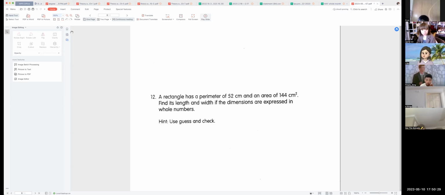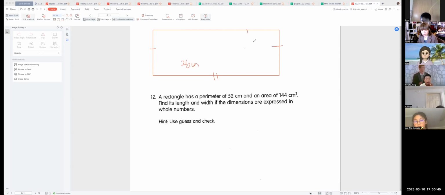A rectangle has a perimeter of 52. So who can tell me? Can you just make a roughly rectangle here? Okay, but I know the width plus length times 2 equals 52. So that means these two lines plus together equals 26 centimeters. These two lines plus together equals 26 centimeters, right? And the area is 144.